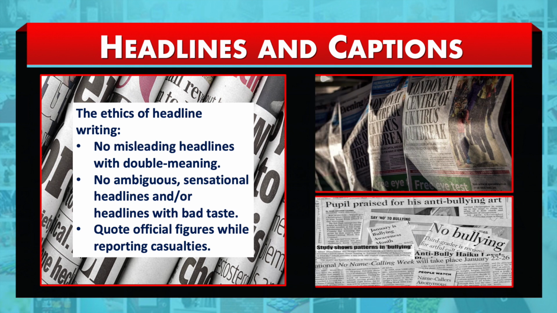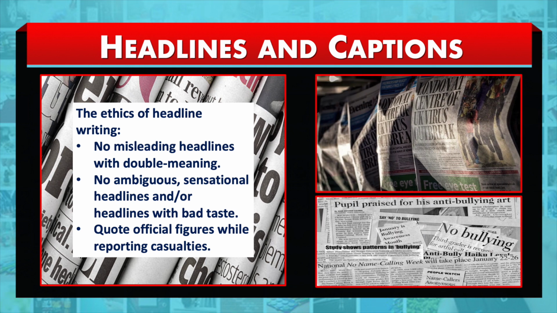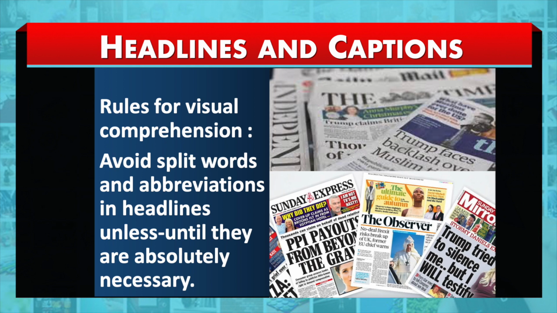Some newspapers strictly follow the ethics and do not allow misleading headlines with double meaning, ambiguous, or sensational headlines, and headlines in bad taste or with any sort of hatred must be avoided. Similarly, whenever you report casualties and write headlines, always go for official figures. We also have certain rules for visual comprehension. For instance, we avoid split words and abbreviations in headlines unless they are absolutely necessary.